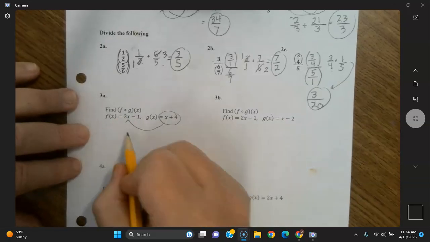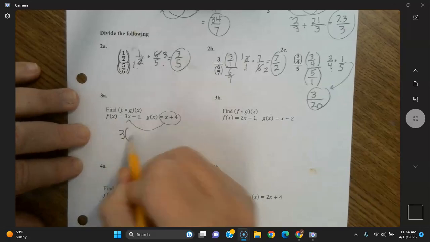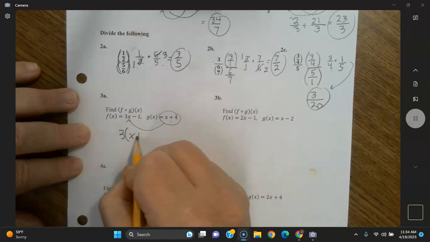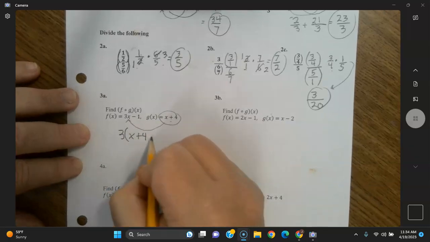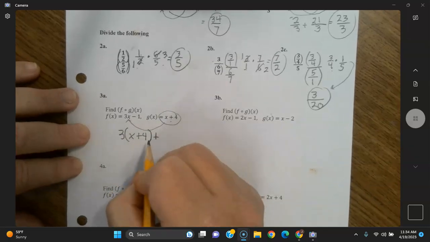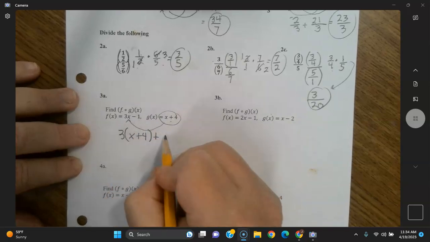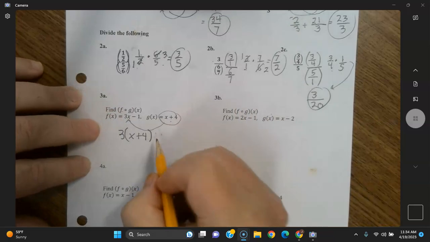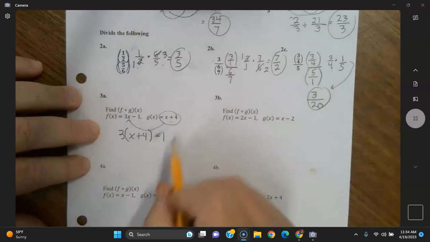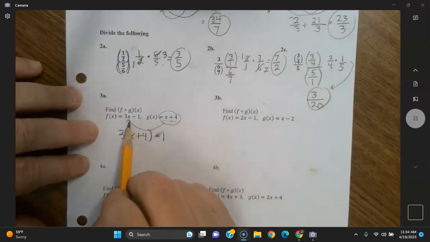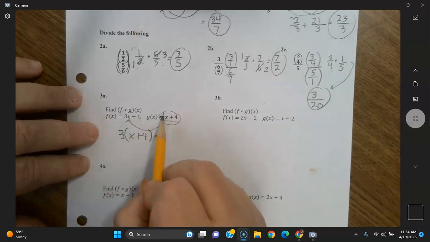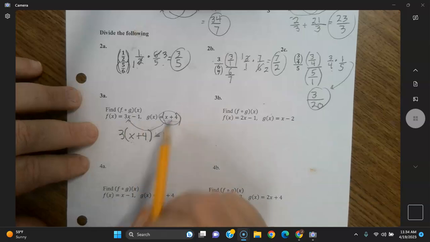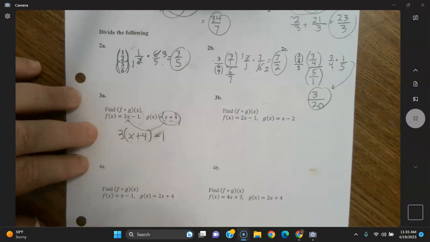So what does that mean? It means you have 3, now parenthesis x plus 4 takes the place of this x, plus, and then you still have the minus 1 there. So change that. So minus 1. So look at that and be sure you understand how that happened. This takes the place of x. And you need to put a parenthesis around that first. So it's 3 times x plus 4 that, and then you still have that minus 1 on the end.